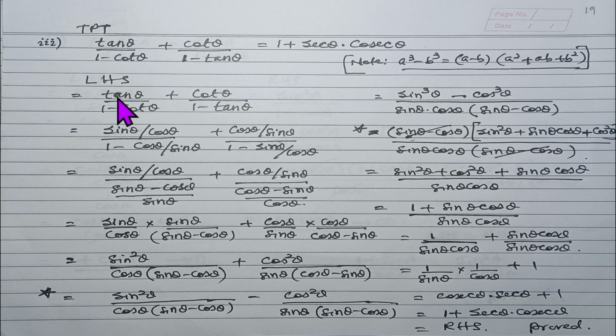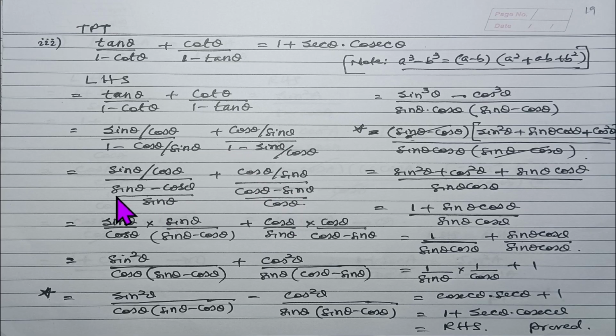Now take LHS, tan theta by (1 minus cot theta) plus cot theta by (1 minus tan theta). Now what I am trying to do here is convert all of them into primary trigonometric ratios. So tan theta becomes sin theta by cos theta, cot theta becomes cos theta by sin theta. Now please understand here, this is sin theta by cos theta, taking the LCM, LCM is sin theta, so it becomes (sin theta minus cos theta) by sin theta. Here cos theta is the LCM, taking cos theta here, it becomes (cos theta minus sin theta) by cos theta.